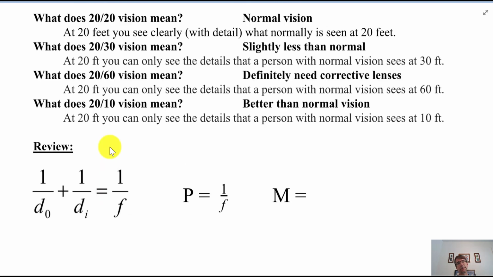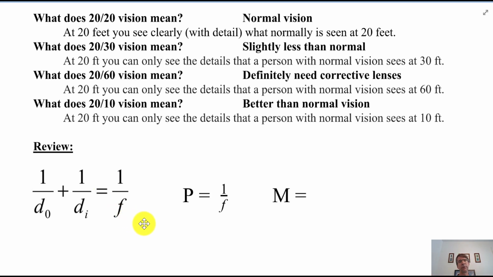Now it's even possible to have better than normal vision. 20/10 vision means that if the normal person is looking at something at 10 feet, you can see that object as clearly as they can at 10 feet, you can see that same object at 20 feet. So you can see it in detail from further away than they can. All right, so that's a quick overview of 20/20 vision and so forth.